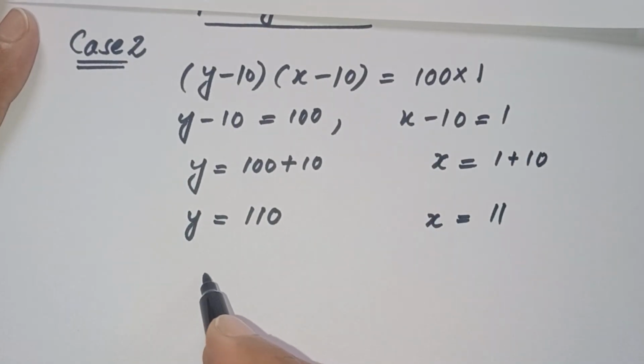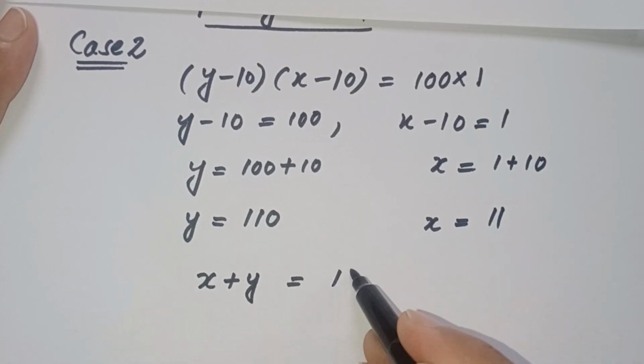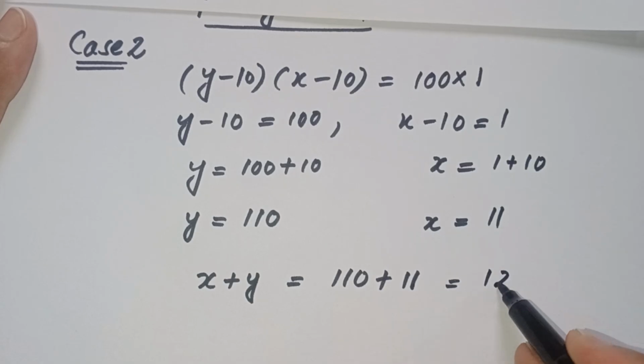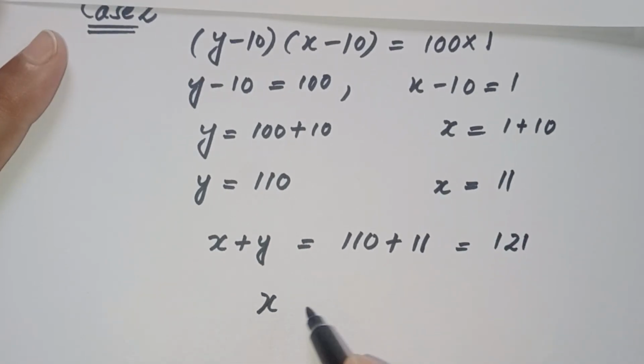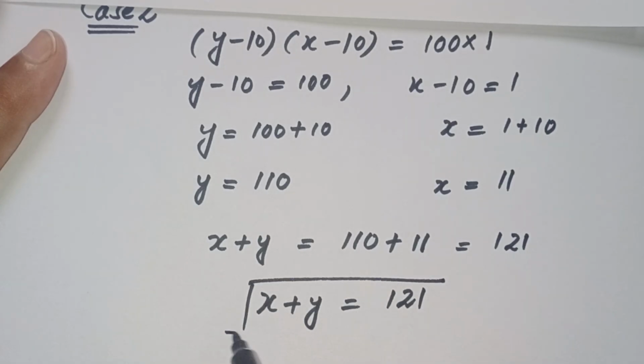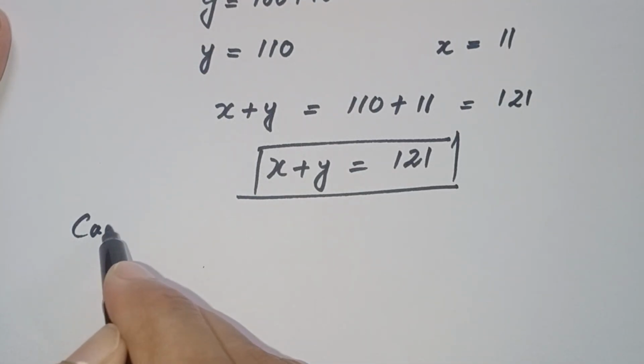From here we will calculate x plus y. We have 110 plus 11, it is equal to 121. So x plus y in the second case is again 121, the same value.